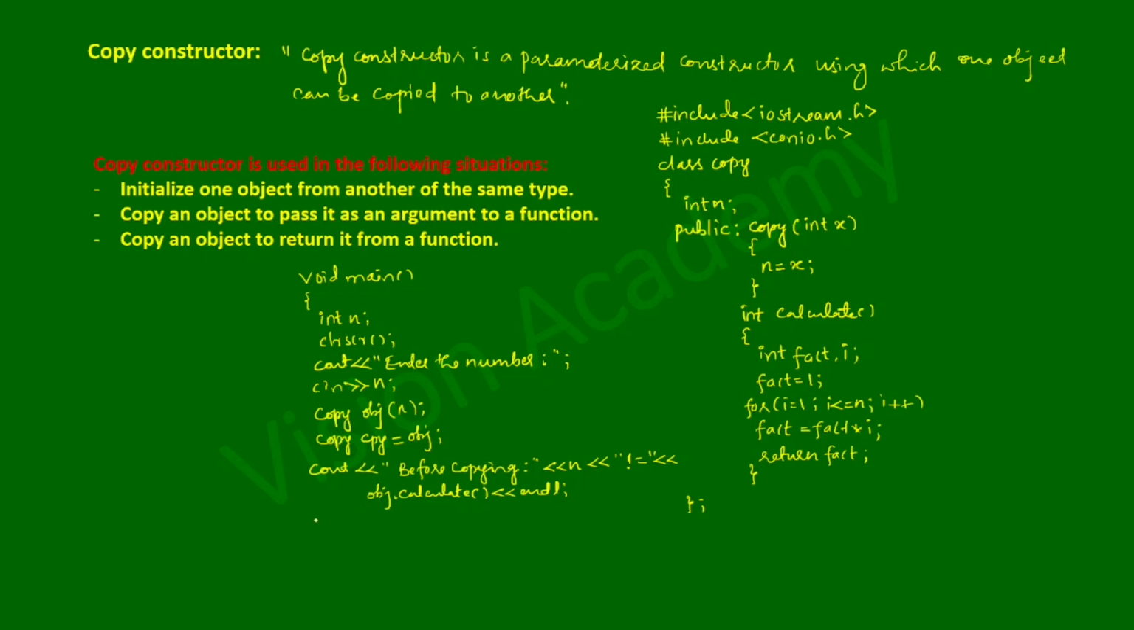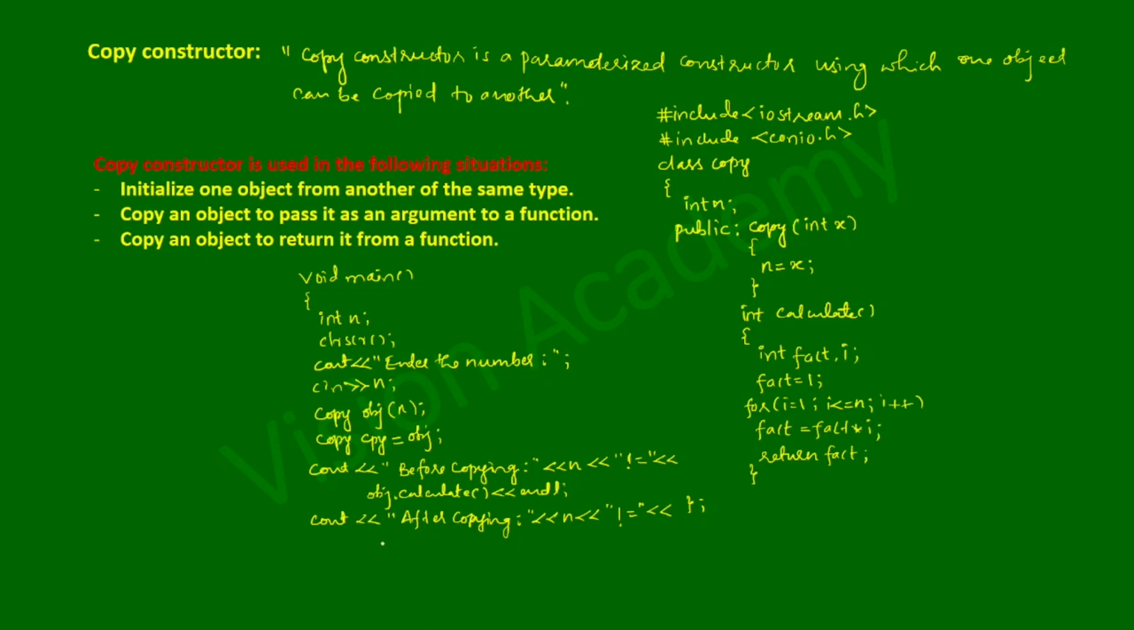Similarly, I'm going to write one more cout statement after copying. In a double quotation mark, I'm going to write after copying, and the double quotation mark n factorial is equal to stream insertion operator.